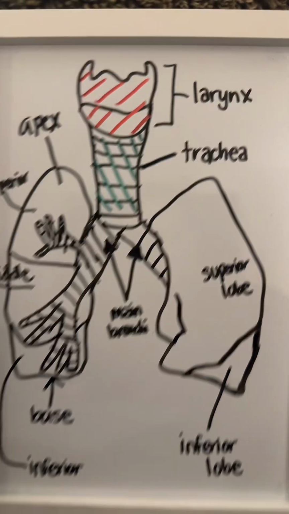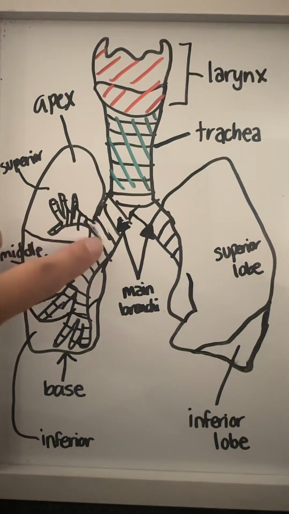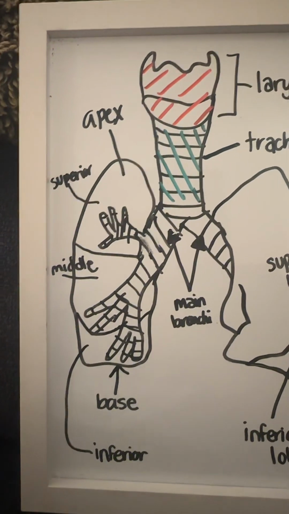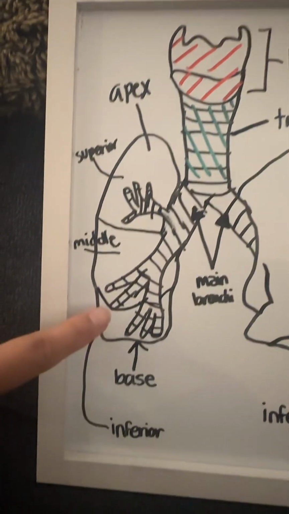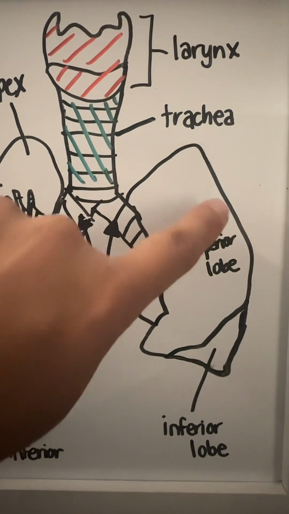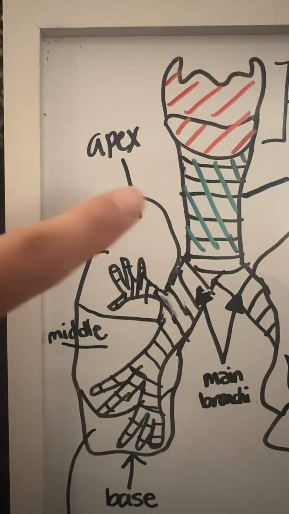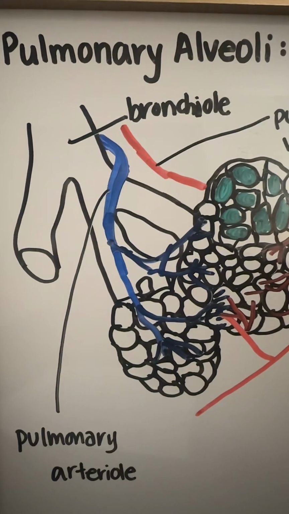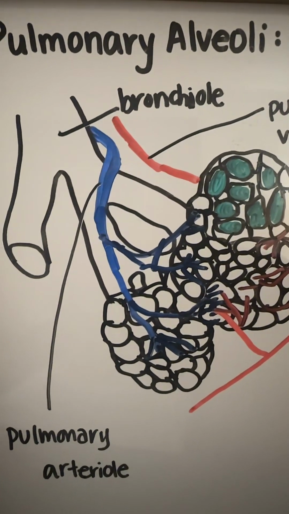Here's another view, but this time I included the lungs. So we have the larynx in the red, the trachea, and then we have the main bronchi, right and left. And then we have the left lung, right lung. The right lung has 3 lobes: superior, middle, and inferior. And the left lung only has 2 lobes: superior and inferior. The top of the lung is called the apex, and the bottom is called the base. The respiratory bronchioles lead to the alveolar ducts and alveoli.